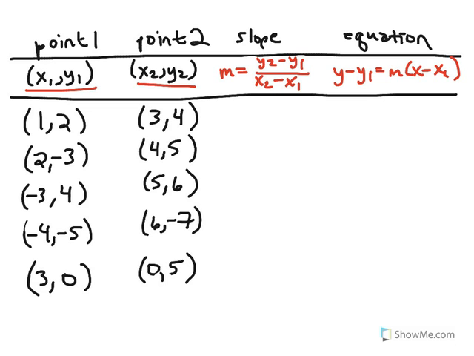Alright, for the very first problem then, the first thing we need is a slope. So, slope is y2 minus y1, should be 4 minus 2 on top, over x2 minus x1, which would be 3 minus 1 on the bottom. 4 minus 2 is 2, 3 minus 1 is also 2. The slope of this line is 1.